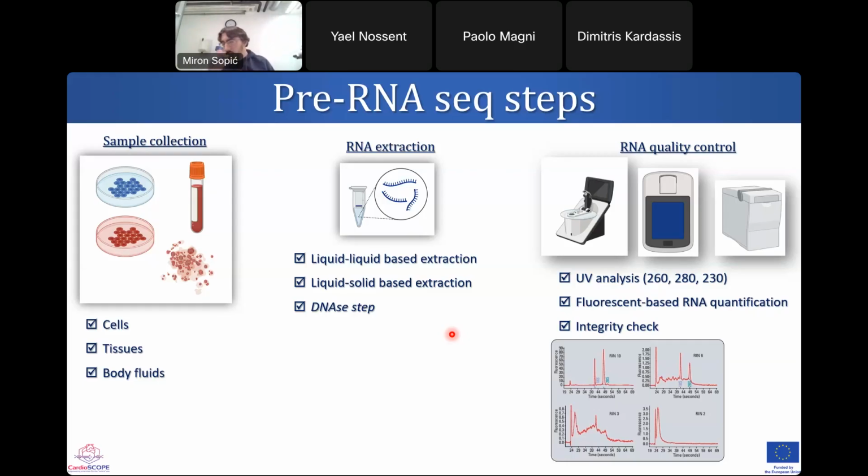Now, I don't know if you have any information on how to check integrity. Previously, many years ago, we used gel electrophoresis, but now we basically use capillary electrophoresis. Agilent has instruments for those. And then you can run your RNA samples, and based on the integrity of your RNAs, you will get a chromatogram that looks like this.